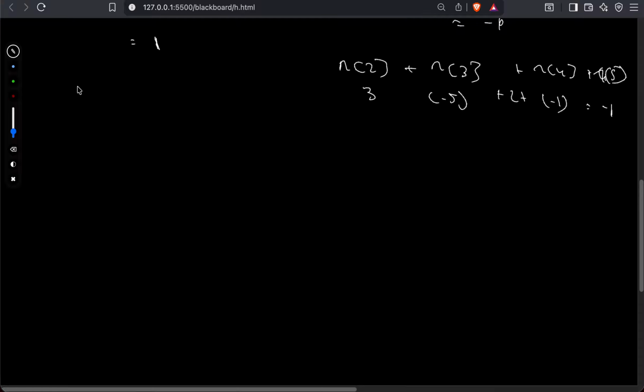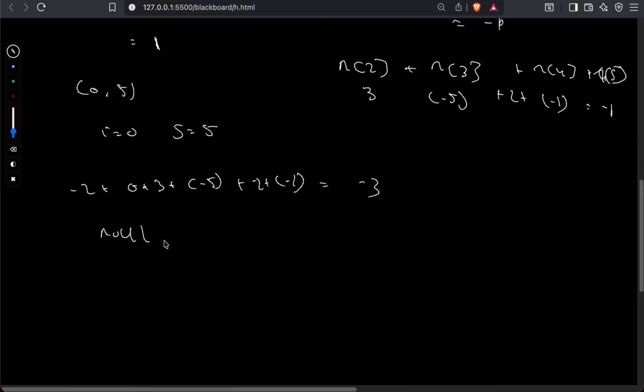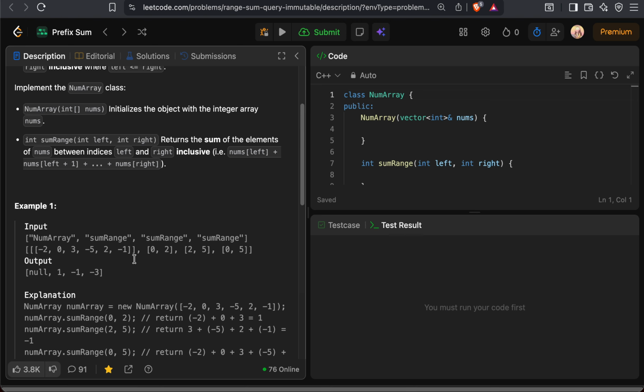Okay, so the third sum range is 0 to 5. Sum from index 0 to index 5. I is equal to 0 and j is equal to 5. So -2 plus 0 plus 3 plus -5 plus 2 plus -1. So the answer is -3. Okay, first is null, just created, and next is -1, -1, -3. So the answer is null, -1, -1, -3. Let's see, the answer was the same.